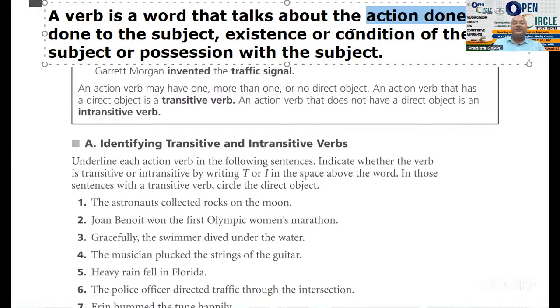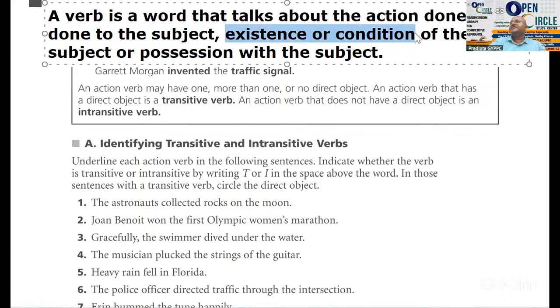I said that a verb talks about the action done by, or done to. Done to means it happened to the subject. Like, he was taught. He was taught, meaning he was made to learn. He was beaten, meaning he was hit. So this is done to the subject. Or else existence or condition.